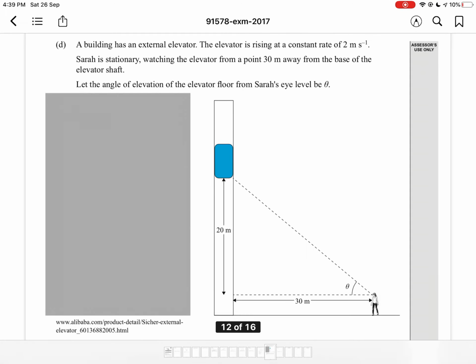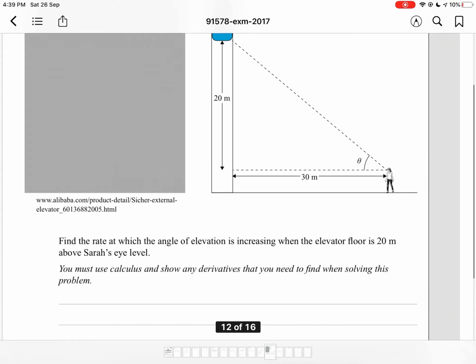Question D. A building has an external elevator. The elevator is rising at a constant rate of 2 meters per second. Sarah is stationary, watching the elevator from a point 30 meters away from the base of the elevator shaft. Let the angle of elevation of the elevator floor from Sarah's eye be theta. Find the rate at which the angle of elevation is increasing when the elevator floor is 20 meters above Sarah's eye level.